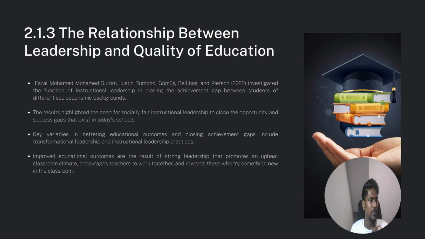So next will be the relationship between leadership and the quality of education itself. Based on the research in 2022, they investigated the function of instructional leadership in closing the achievement gap between students of different socio-economic backgrounds. The result highlighted the need for socially fair instructional leadership to close the opportunity and success gap, and the access gap in today's schools. Key variables in bettering educational outcomes and closing achievement gaps include transformational leadership and instructional leadership practices. Improved educational outcomes are the result of strong leadership that promotes an upbeat classroom climate, encourages teachers to work together, and rewards those who are trying something new in the classroom.